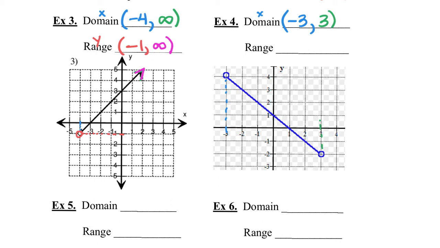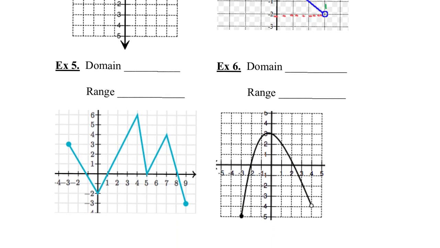Range is the y's. In interval notation, I go from the lowest y value to the highest y value. So the lowest point on the graph is over here, this point here. The y value of this point is negative 2, and it was an open circle. The highest y value is up here to the 4, open. That's my range. The range goes from y is negative 2 to y is 4. Okay, let's do 2 more.